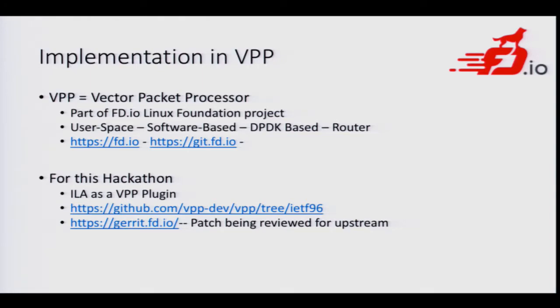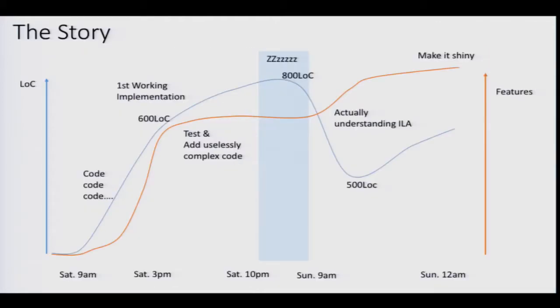VPP stands for Vector Packet Processor. We did that as a plugin. You can check out the code. It's being reviewed currently on Gerrit, gerrit.fd.io, and you can find more information on fd.io. An implementation that we started from scratch. This is basically the story of our thing, like functional. Then we slept a little bit.